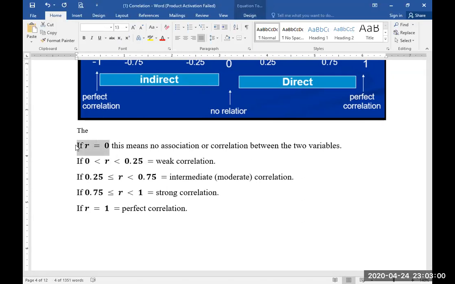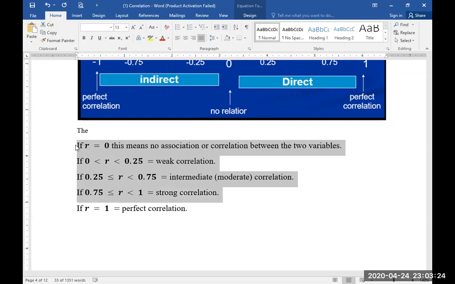We denote the correlation coefficient with R. R equals 0 means no association or correlation between the two or more variables. If R is between 0 and 0.25, there is a weak relationship. 0.25 to 0.75 characterizes a moderate correlation between the variables. 0.75 to 1 is a strong correlation between the variables, and if R equals 1, it characterizes a perfect correlation between the variables.